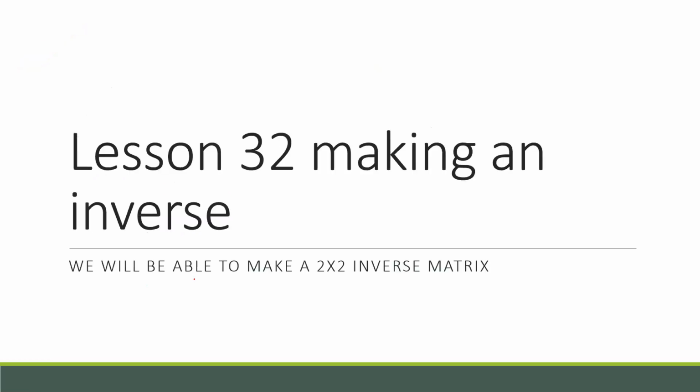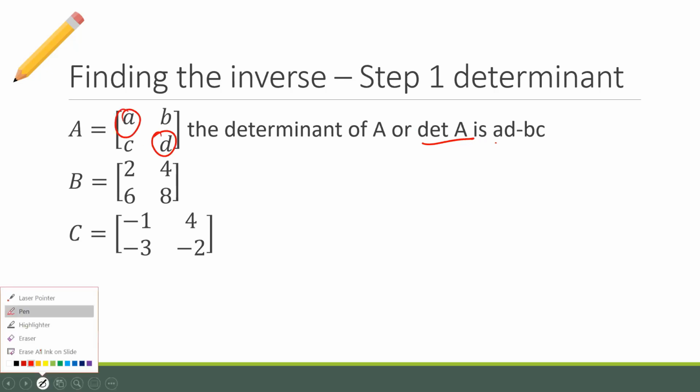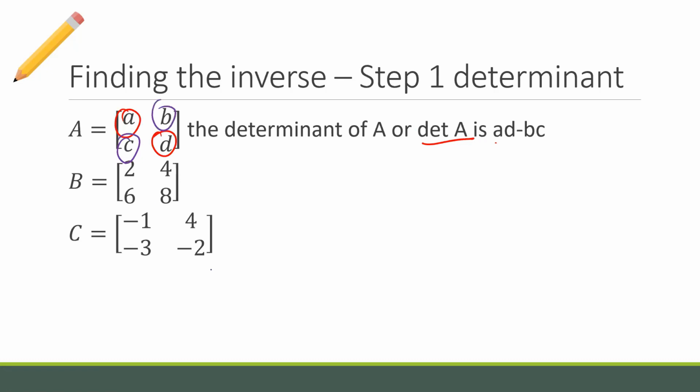Then we spent some time talking about how we actually find the inverse. The first thing we did was talk about the determinant. The determinant, or det A, is found by taking this and subtracting this and this. So the examples that we did, these 2 examples.